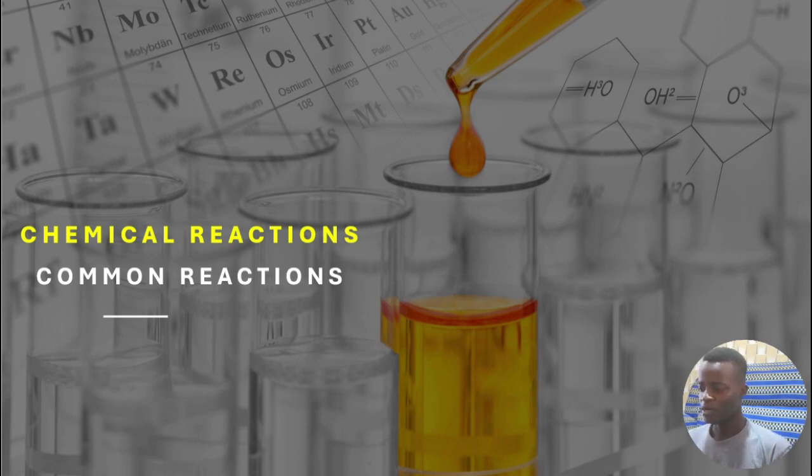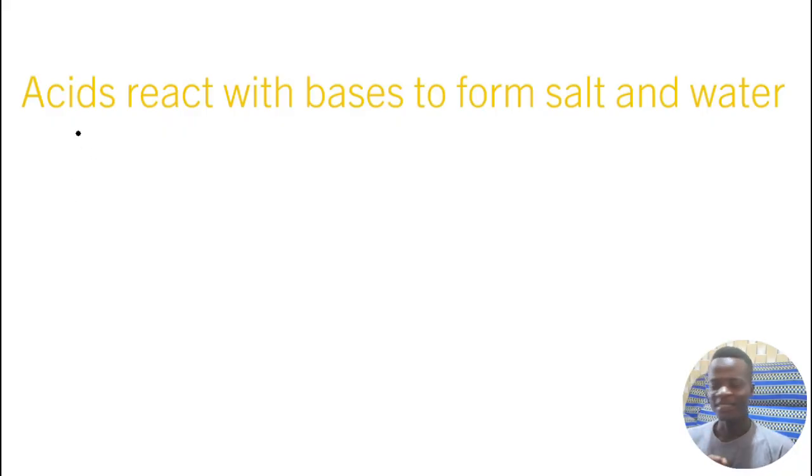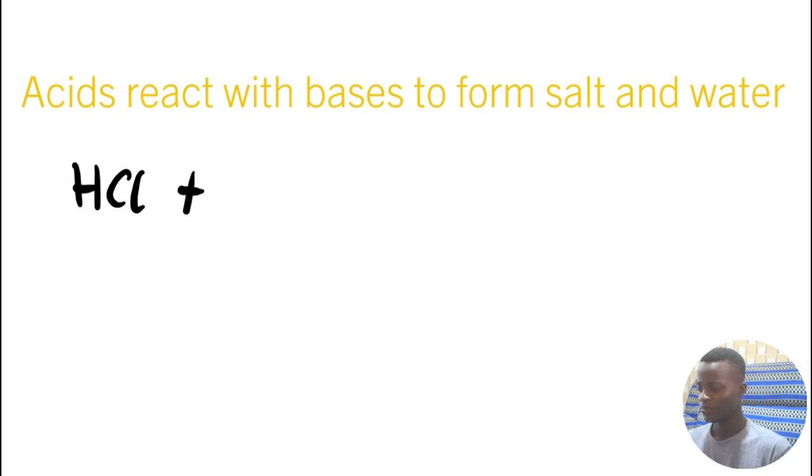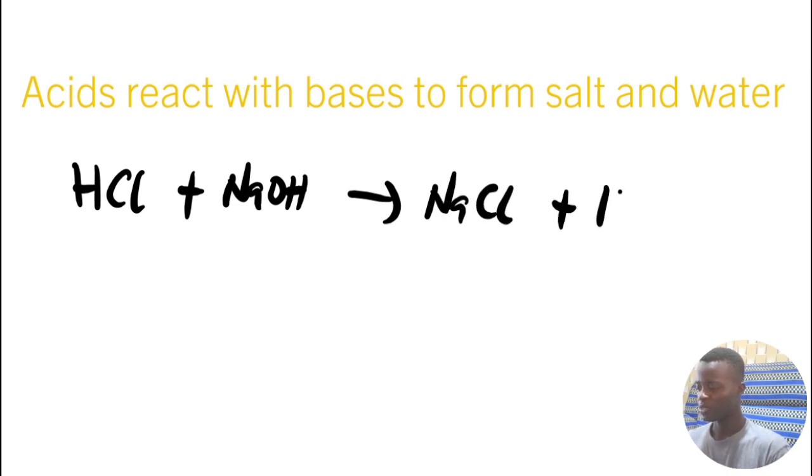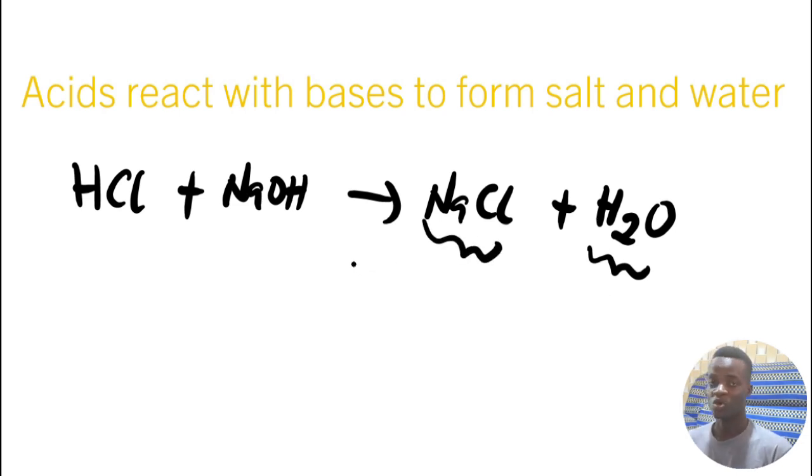So the very first one will be knowing that acids react with bases to form salt and water. When you have an acid reacting with a base, they are going to form salt and water. So I'm going to give a simple example. The simplest example is HCl plus sodium hydroxide, and that's going to give us a salt, NaCl, and water. So you are expected to see some water. This is water. This is a salt, right? Sodium chloride is a salt, right?